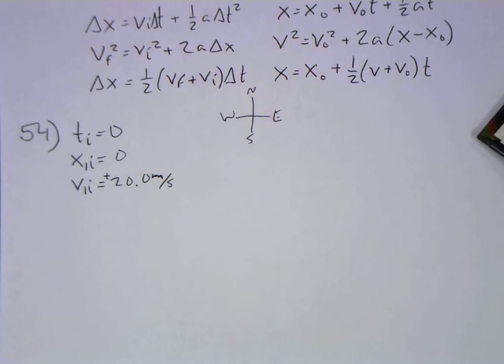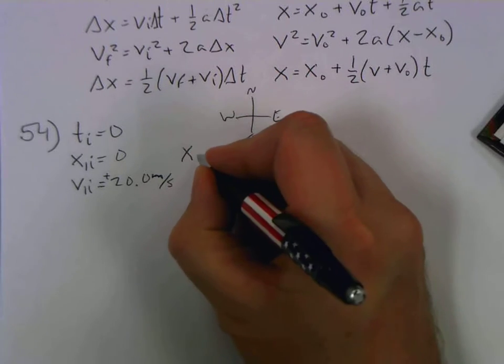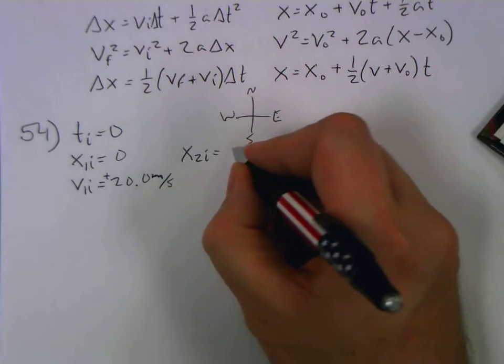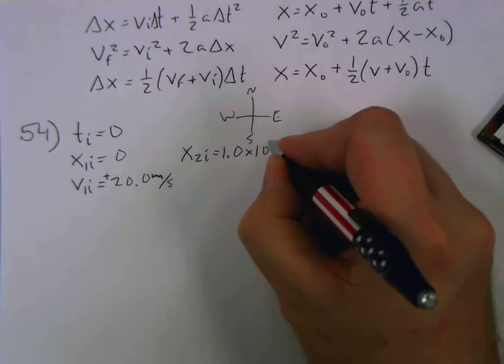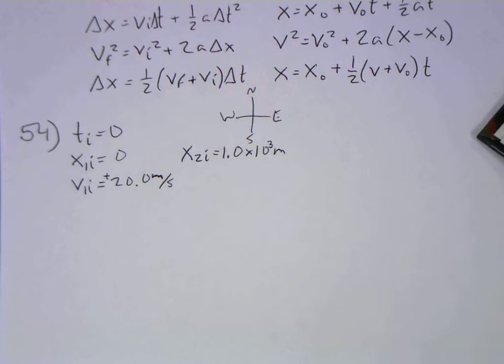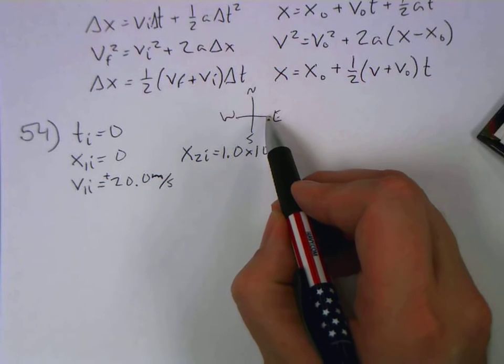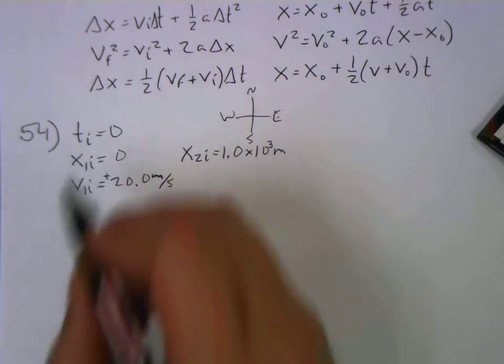Second sentence. At the same time, car 2 is 1.0 kilometers east of mile marker 0, traveling at 30.0 meters per second due west. All right, so it's the same time. I'm not going to write that down twice. But x2 initial is equal to 1.0 kilometers, or 1.0 times 10 to the third meters. And they said east of mile marker 0. So is that positive or negative? They said east, so it's positive. Okay, mile marker 0 is where car 1 started.